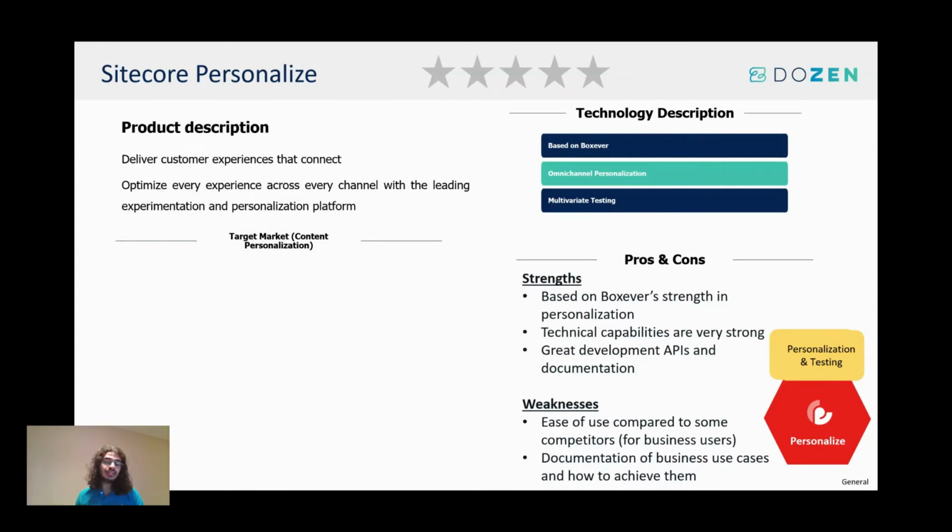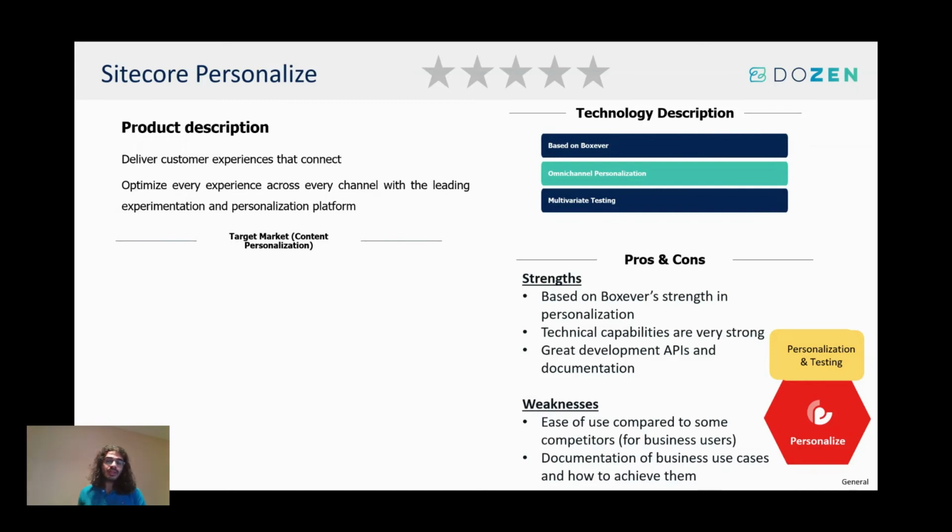Of course, this is so that it's cached on the edge. However, page fragments are absolutely essential, either on the edge or through rehydrating specific components from a client-side perspective, as we do today with BoxEver or with Sitecore CDP. The second thing I think that's a weakness is the focus on business use cases in the documentation.